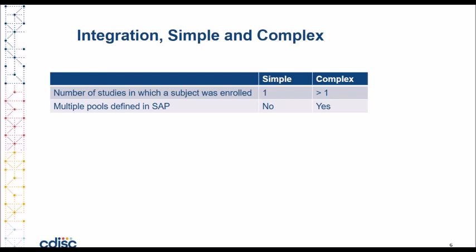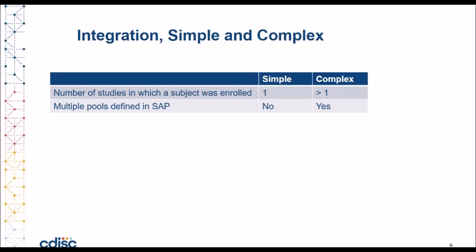So when you have multiple pools, you're talking about a more complex integration. When you have exactly one pool, then you kind of don't even use the word pool. Then that's more simple. The other complexity is when you can have subjects enrolled in more than one study. So if you have subjects in exactly one study, then your integration is much more simple.